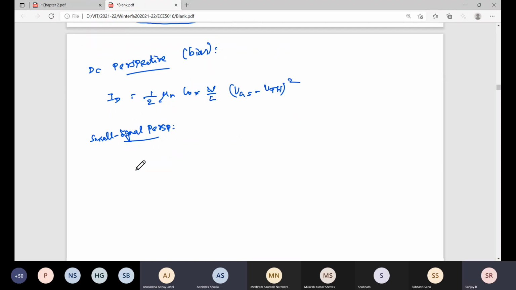Okay. So now small signal means I am applying a small signal. I am applying low VGS and observing what is low ID. Am I correct? So let's differentiate here. What is low ID by low VGS?